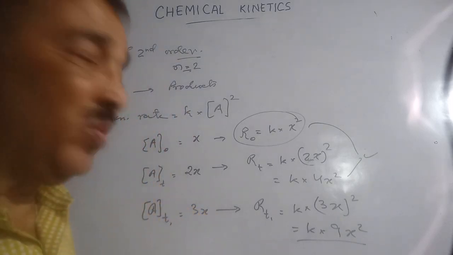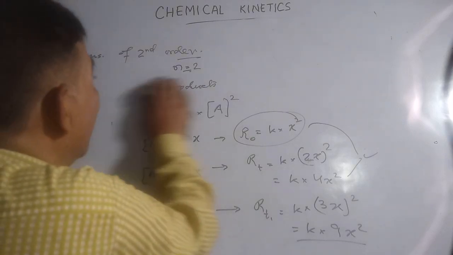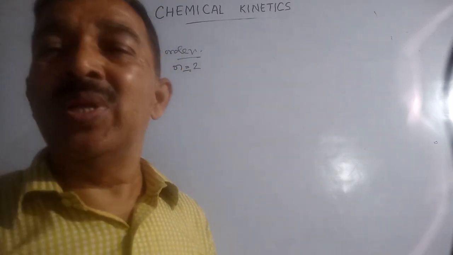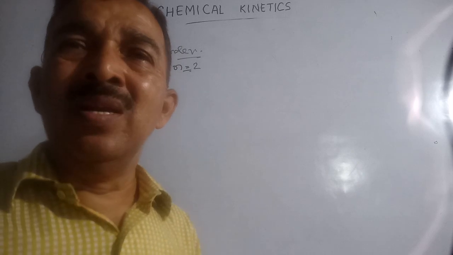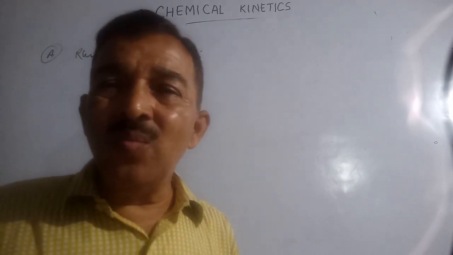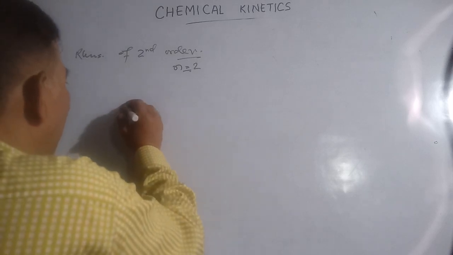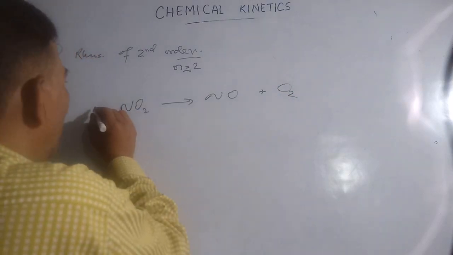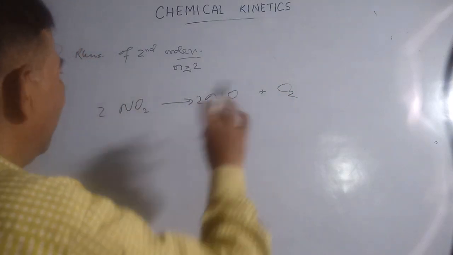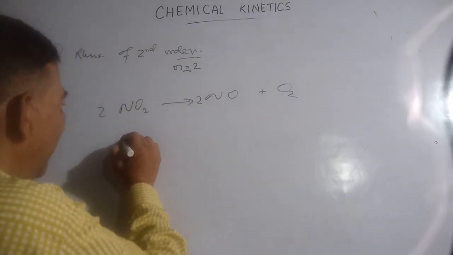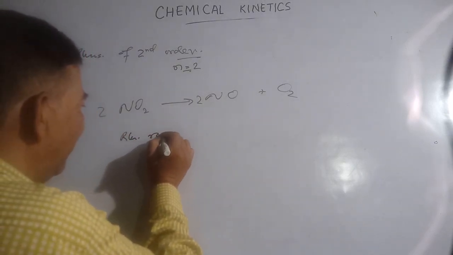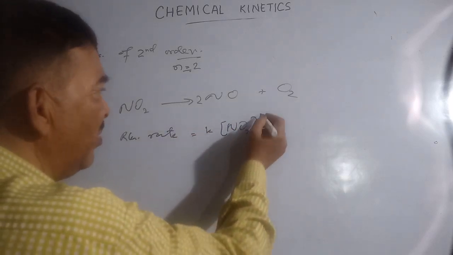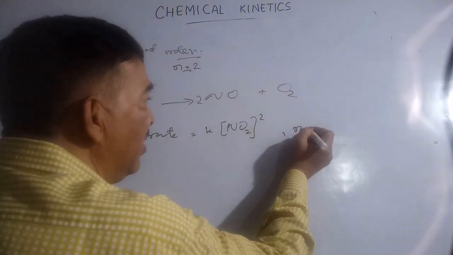Now, examples of second order reactions are: 2 NO2 on decomposition gives 2 NO plus O2. Then as per the rate law, the reaction rate is equal to K into molar concentration of NO2 to the power 2. So here the value of n is equal to 2.